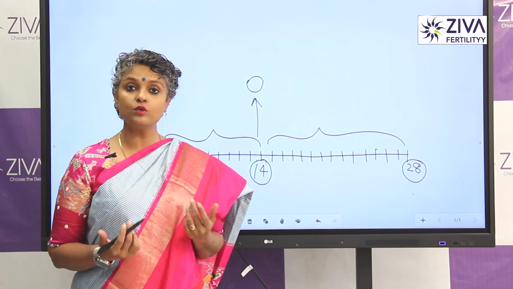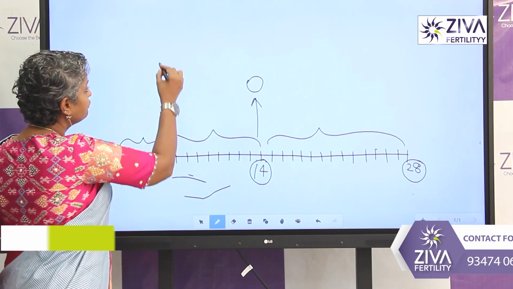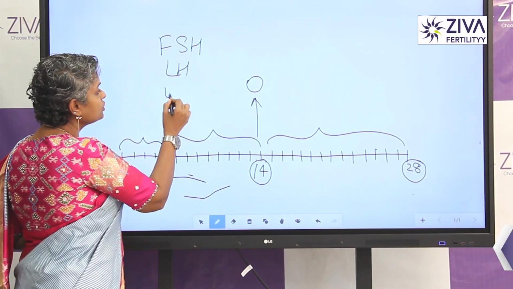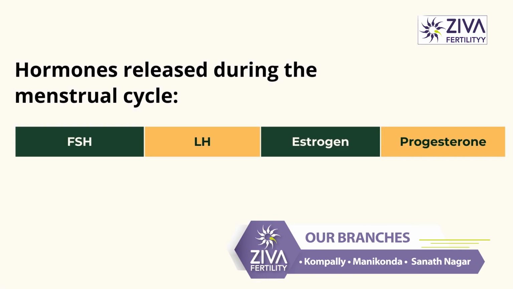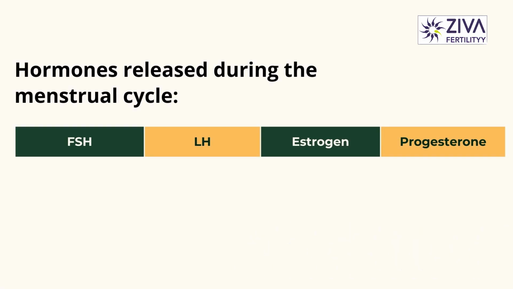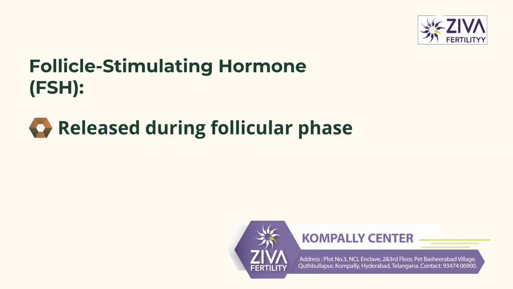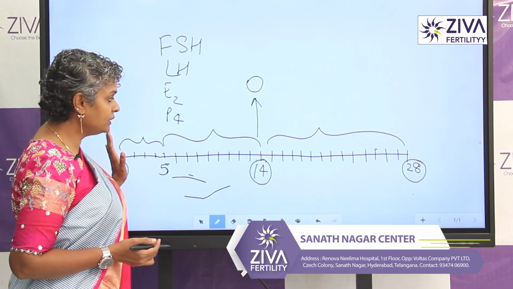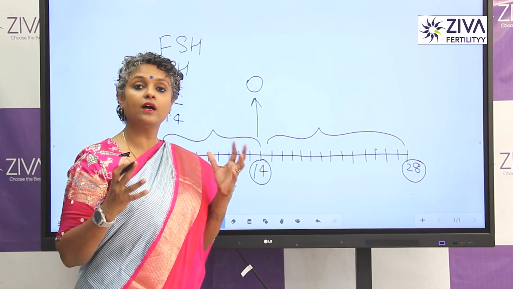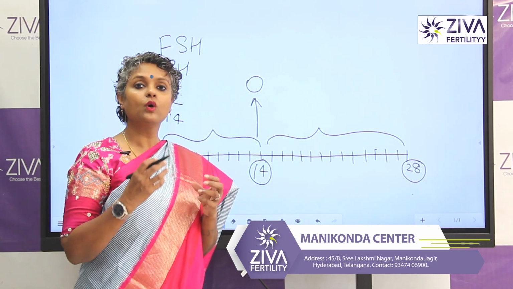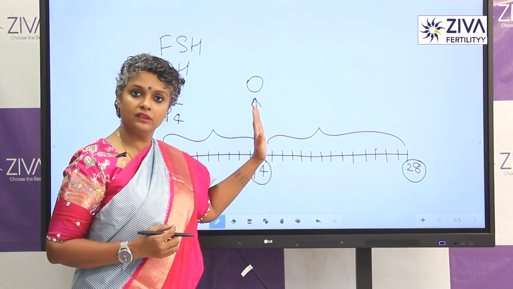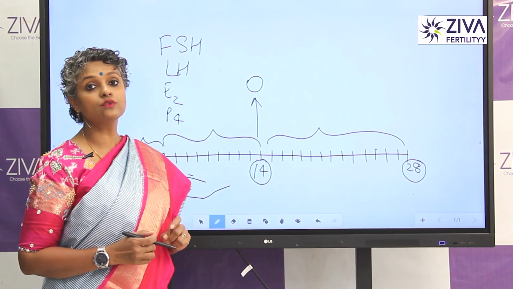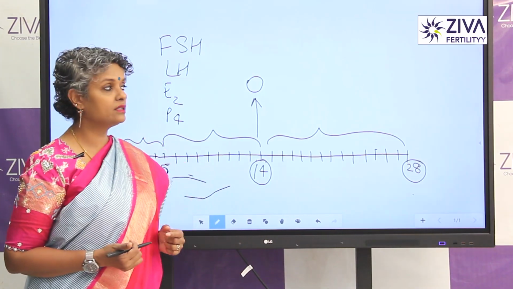Now let's look at the hormones which are being released. There are 4 important hormones: FSH, LH, estrogen and progesterone. FSH, follicle stimulating hormone, as the name suggests, is released during the first phase, the follicular phase. During this period, eggs are being selected, and out of those selected eggs, only one will ovulate around the 14th day of your cycle. So this is very important. FSH is very important at this phase.